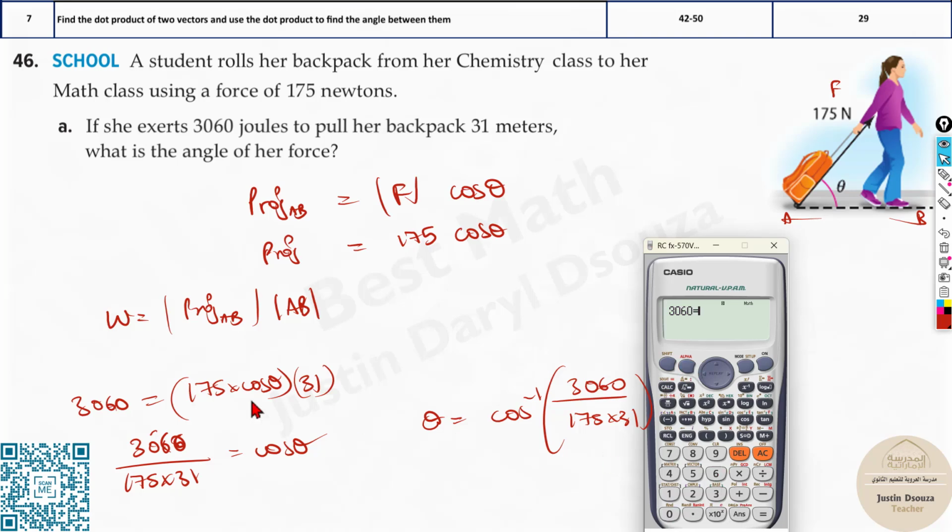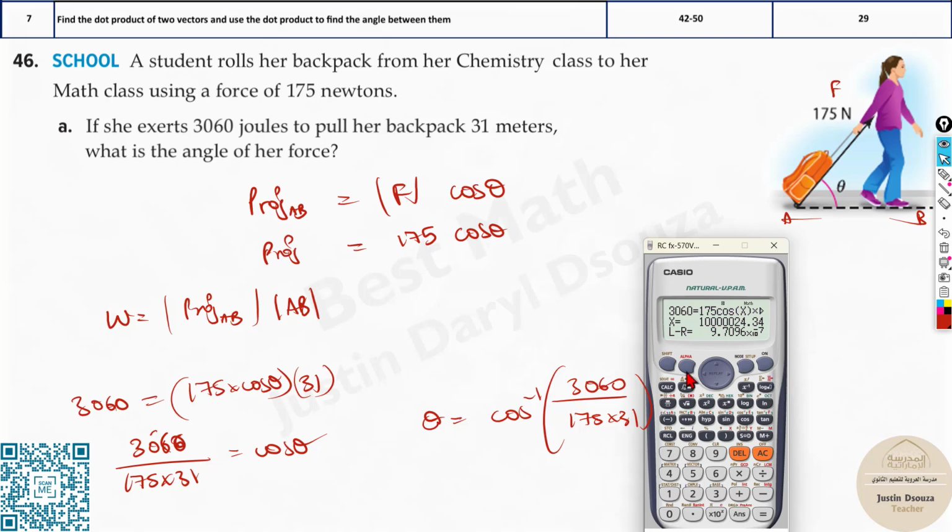3060 equals 175 cosine theta, written as x multiplied by 31. Shift and solve, and the answer is, it'll just take some more time over here. That's the issue. Oh, sorry, just ignore what I said over there. Apparently you cannot. Why? Because when we take cos inverse, it goes to the other side, I believe. So that's the thing. Just ignore.